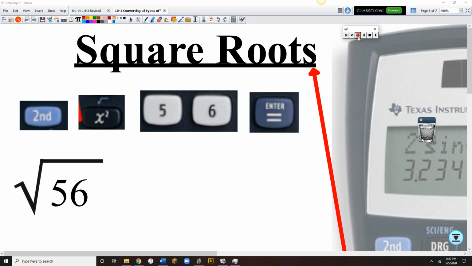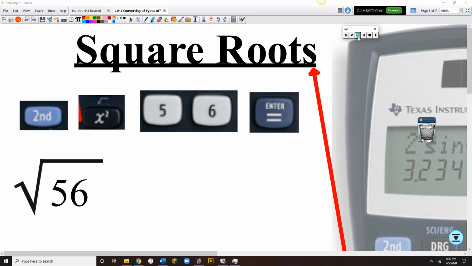Back when I was your age, my math teacher taught us how to do square roots by hand. It's like long division on steroids. I don't remember how to do it precisely anymore, and nobody expects students today to do a square root by hand. The process is a huge pain. So square roots are done all on the calculator.